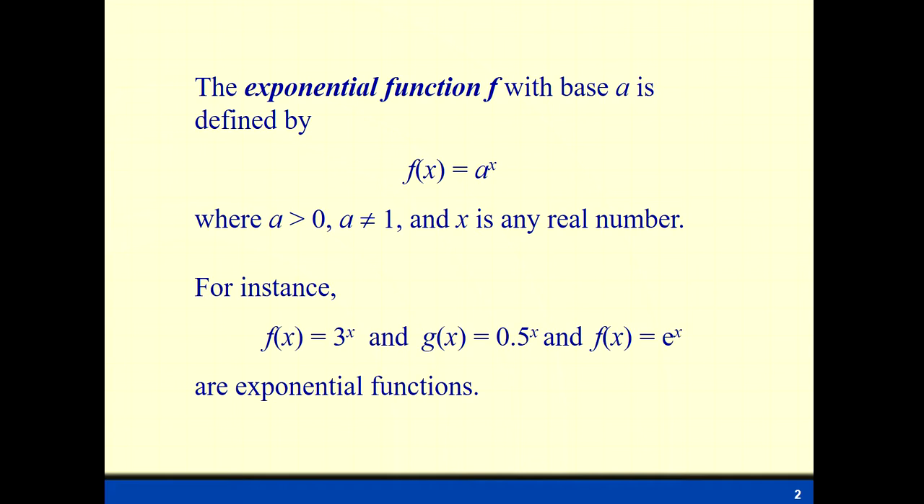So for instance, f of x equals 3 to the x, and g of x equals 0.5 to the x, and f of x equals e to the x. These are all exponential functions. They all look the same, they have the same characteristics. Their bases are just different.